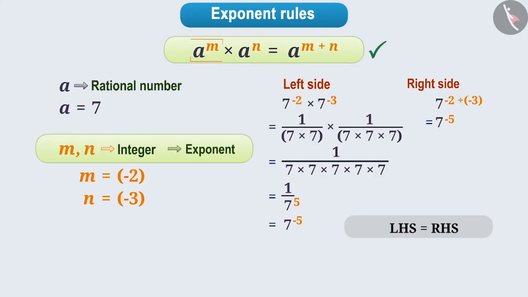In this way, we can say that a to the power m into a to the power n is equal to a to the power m plus n. This rule will also be applicable for numbers whose base is a rational number and the power is an integer. That is, it is true that a to the power m into a to the power n is equal to a to the power m plus n for a rational number a and integers m and n.